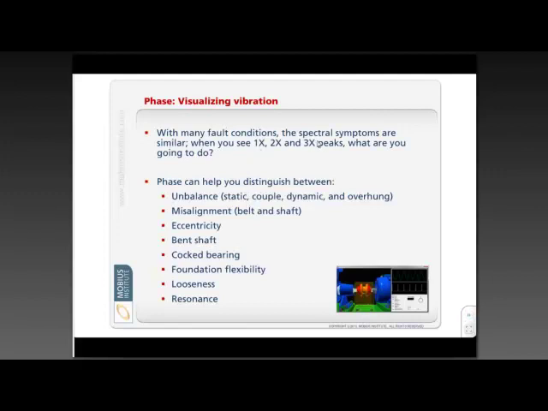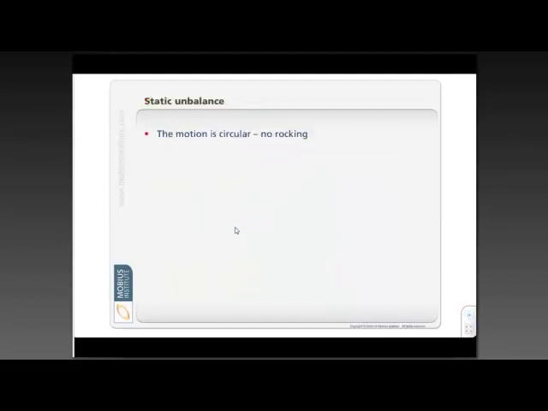Instead of just seeing some peaks in the spectrum and trying to figure out what they mean, for example, if I saw a change in amplitude at 1x, 2x and 3x, I could mount a case that it could be unbalance of different types, misalignment, eccentricity, bent shaft, cocked bearing, foundation flexibility, looseness and resonance. It could be any of those fault conditions. And sure, we can do some extra analysis, but phase really tells us exactly what's going on.